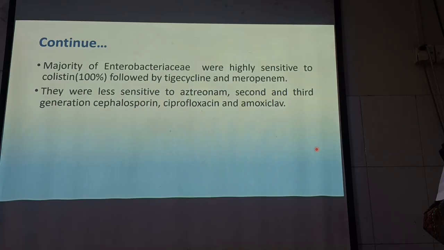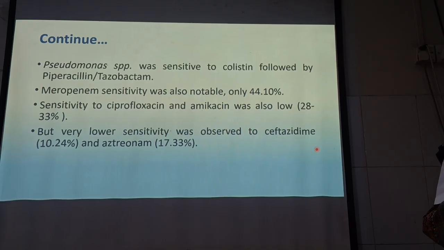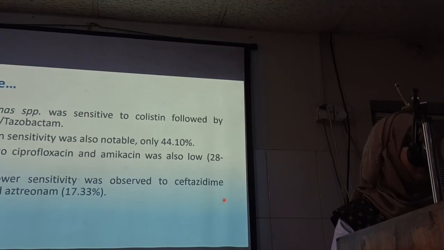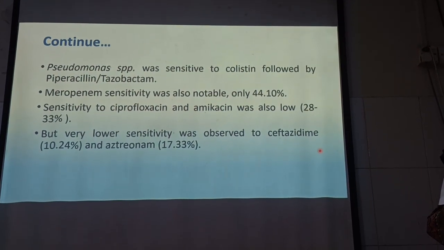The majority of the Enterobacteriaceae were highly sensitive to colistin, followed by tigecycline and meropenem. They were less sensitive to aztreonam, second and third generation cephalosporin, ciprofloxacin, and amoxicillin. Pseudomonas species was sensitive to colistin, followed by piperacillin and tazobactam. Meropenem sensitivity was also notable, at only 44.10%. Sensitivity to ciprofloxacin and amikacin was also low, but very low sensitivity was observed to ceftazidime and aztreonam.